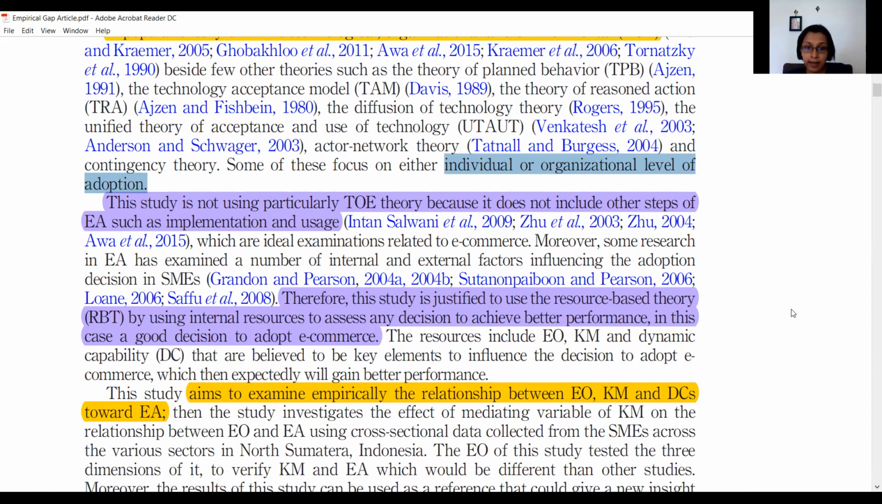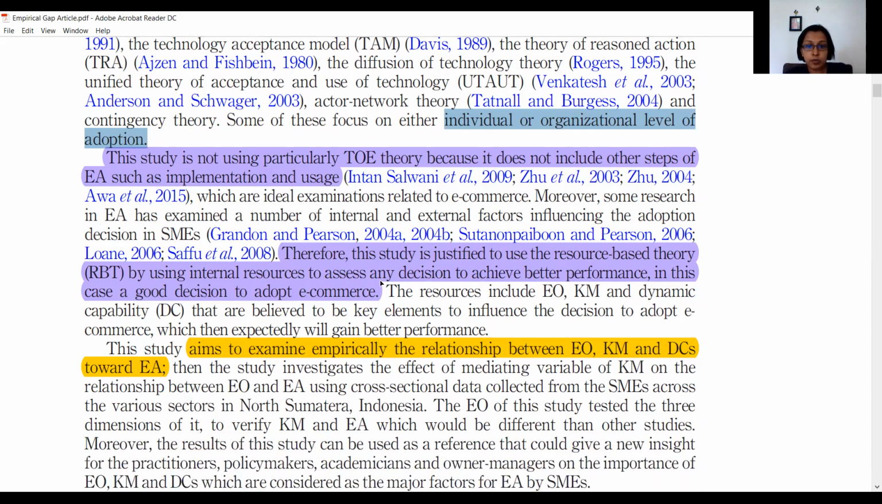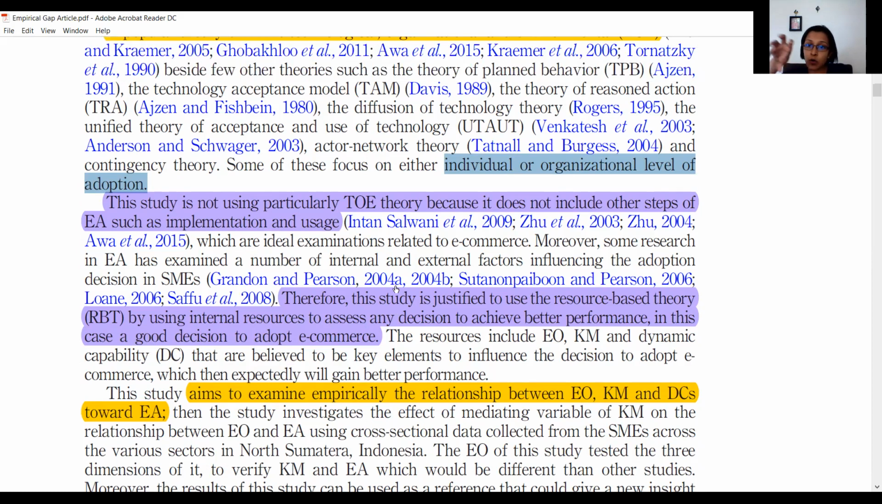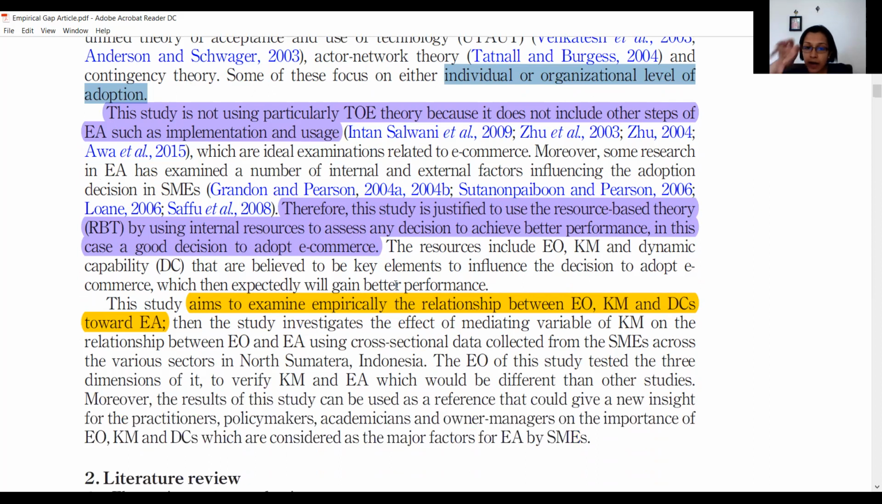And therefore this study justifies using resource-based theory, by using internal resources to assess any decision to achieve better performance in the case of a good decision to adopt e-commerce. So instead of going to TOE theory, now this study is trying to find out what factors influence SMEs in Indonesia to adopt e-commerce with regard to the resource-based theory.